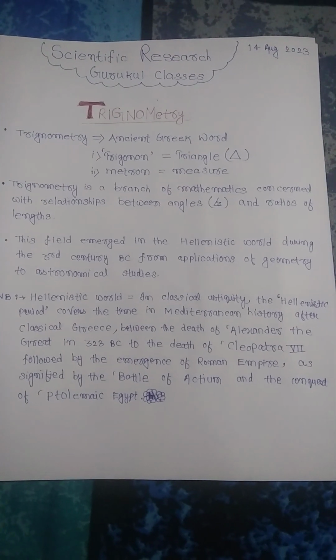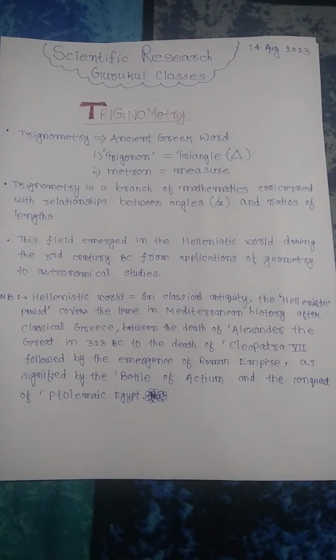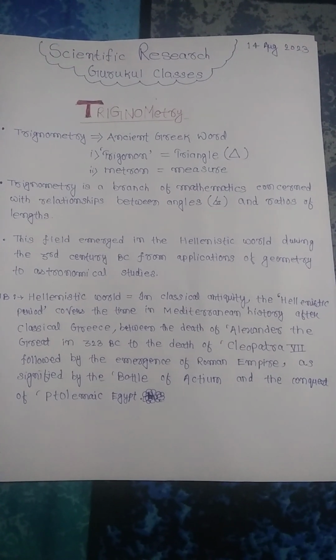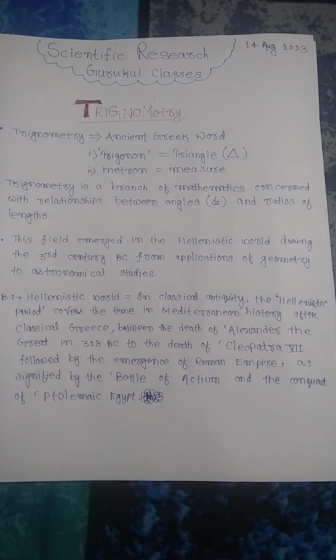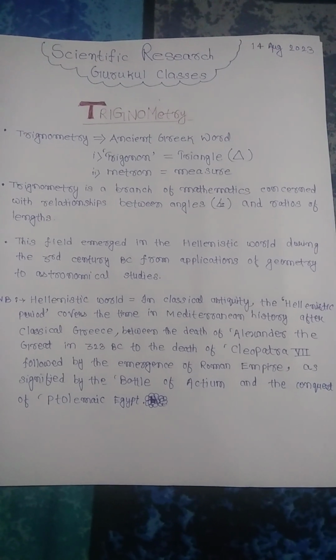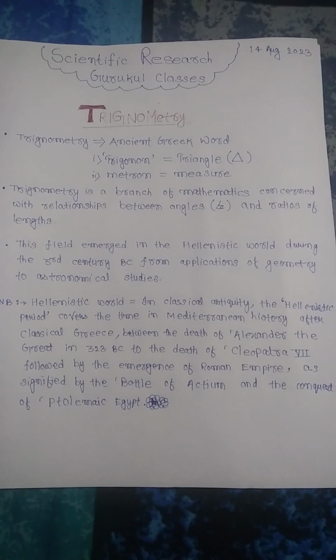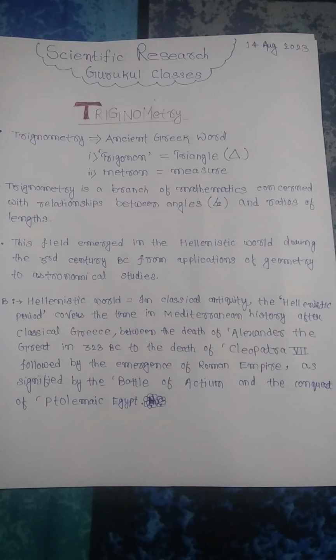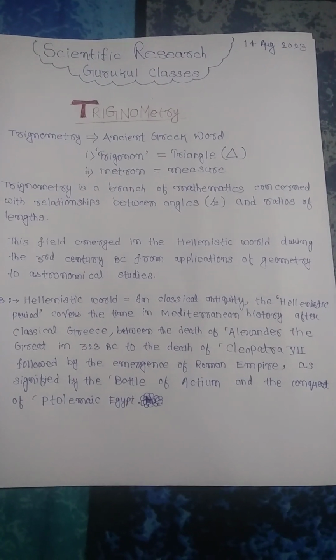In classical antiquity, the Hellenistic period covers the time in Mediterranean history after classical Greece, between the death of Alexander the Great in 323 BC and the death of Cleopatra VII, followed by the emergence of the Roman Empire as signified by the Battle of Actium and the conquest of Ptolemaic Egypt.